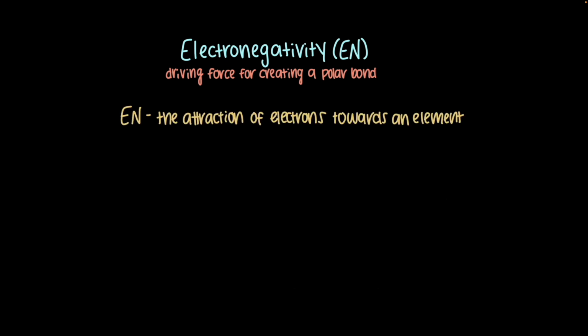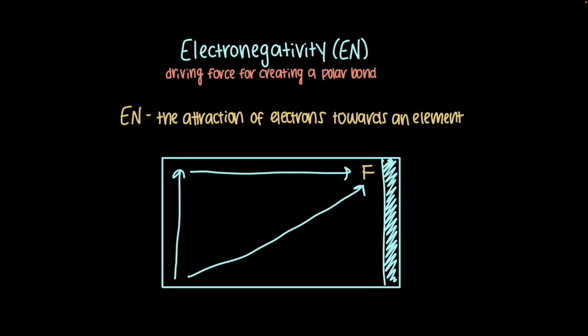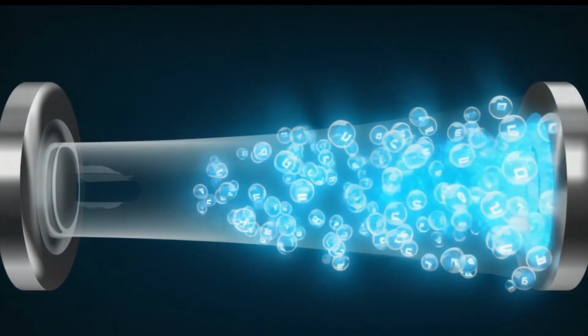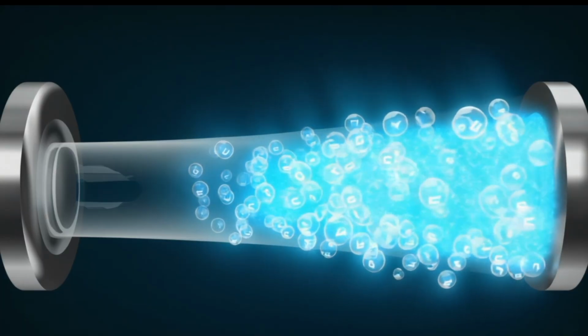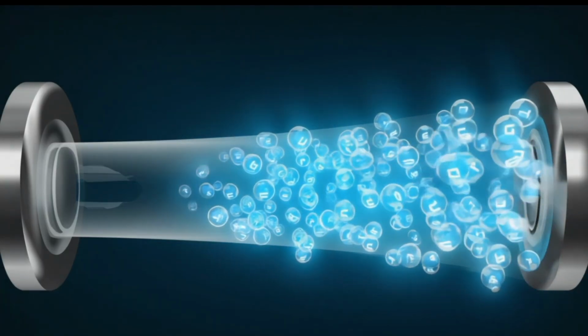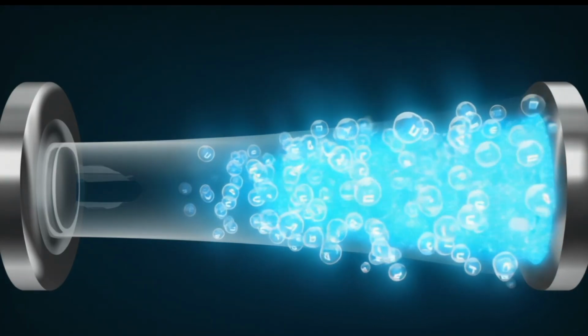The trend for electronegativity will increase up and towards the right on the periodic table, with fluorine being the most electronegative element, and the noble gases are excluded. This is what creates a polar bond. The electrons will gather on the side of the more electronegative element, and there is an unequal sharing of electrons.